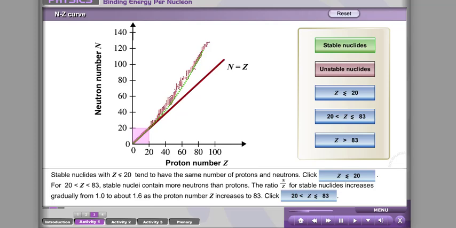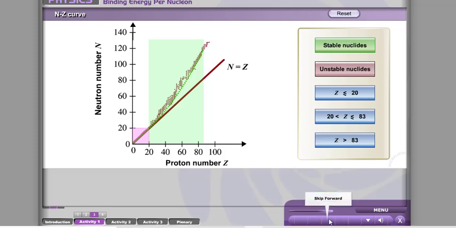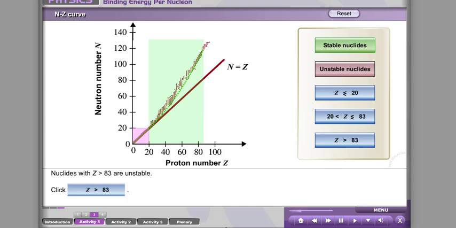For Z greater than 20 or less than 83, stable nuclei contain more neutrons than protons. The ratio N over Z for stable nuclides increases gradually from 1.0 to about 1.6 as the proton number Z increases to 83. Click the Z greater than 20 or less than or equal to 83 button. Nuclides with Z greater than 83 are unstable. Click the Z greater than 83 button.